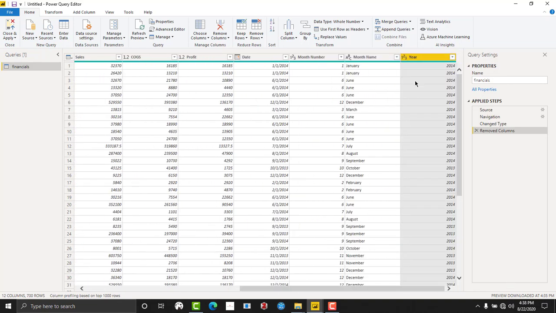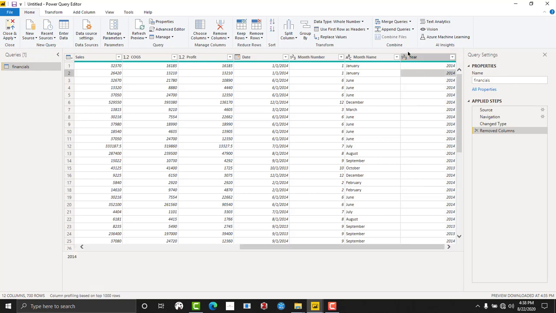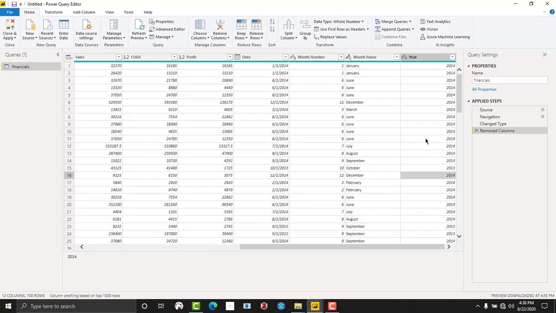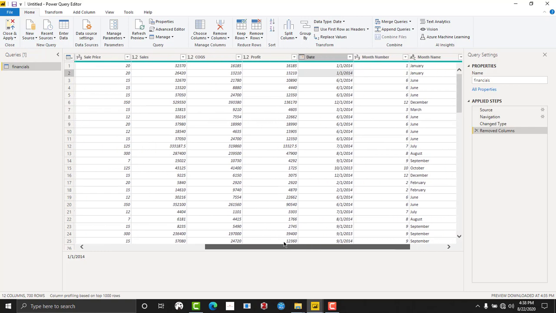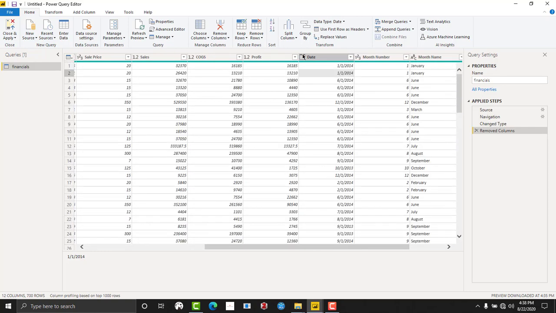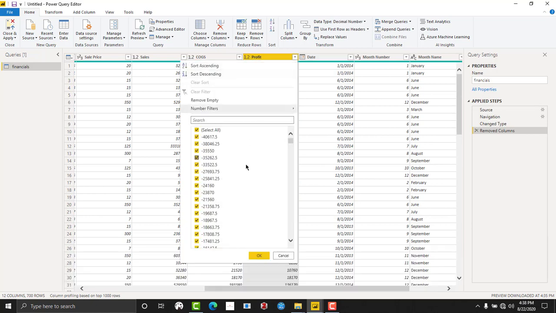So let's check a few other things. Look at the year, it is giving us some kind of numbers over here, which is not really bad, and this is dates, which is also really cool. Then this is profit, which is also cool. It's really cool. So we can have a look at it.